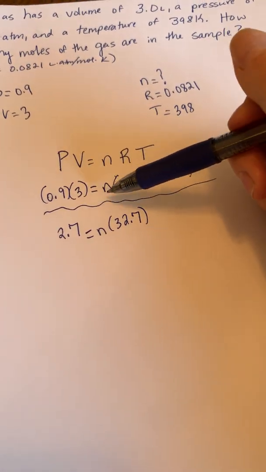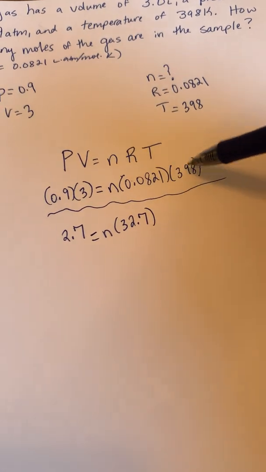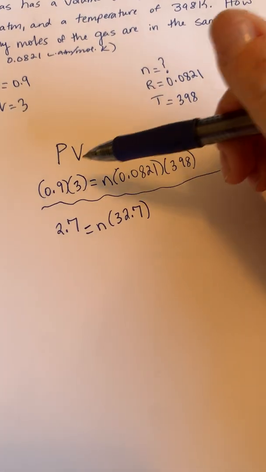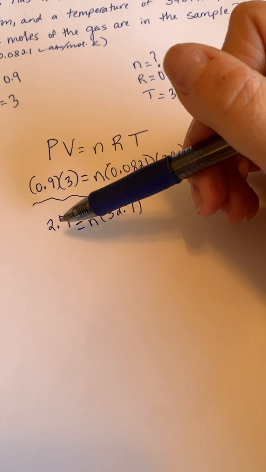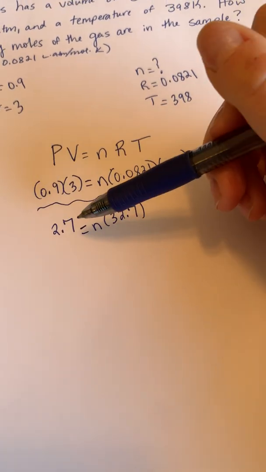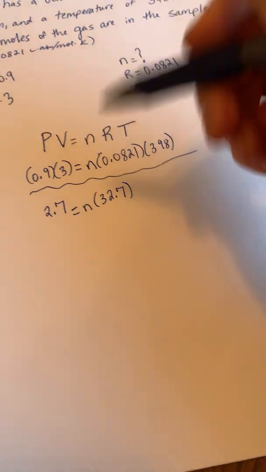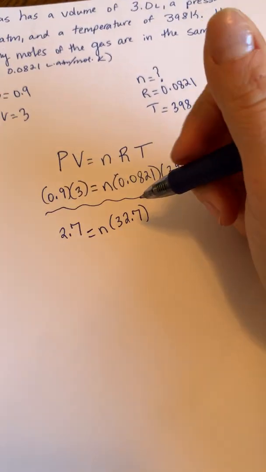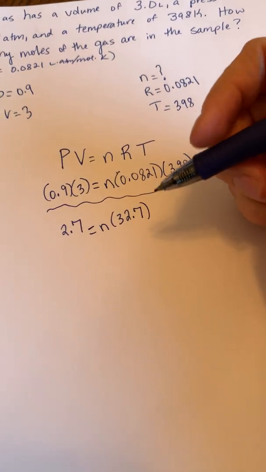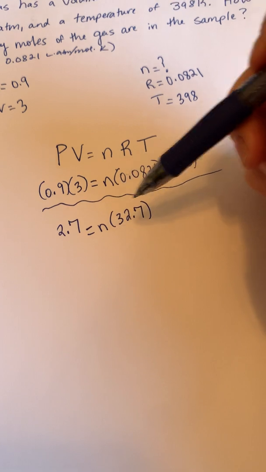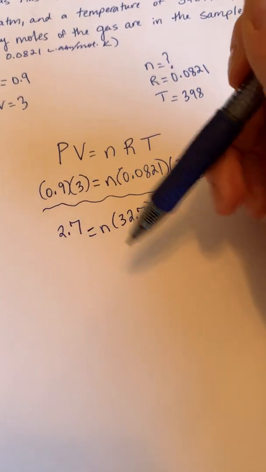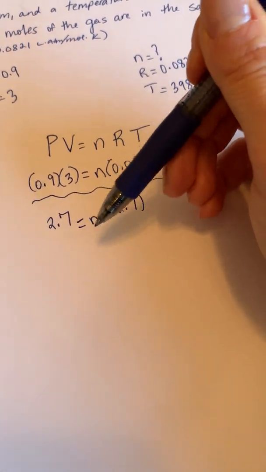Okay, so all I've done, I left my N here. I simplified this side by multiplying those 2 numbers, and then I simplified this side by multiplying those 2 numbers. So I have 2.7 equals N times 32.7. So you need to get the N by itself. So a lot of times students get mixed up and they'll do 32.7 divided by this, but we're trying to get N by itself.